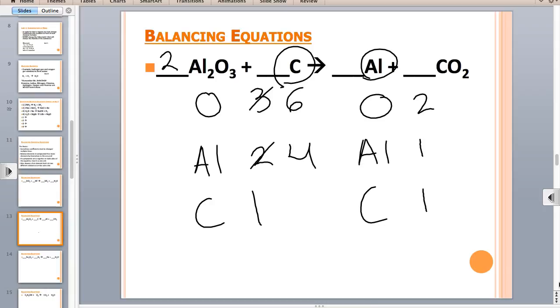That side's looking good. And I'm going to get 6 oxygens over here by making this a 3, and that gives me 6 and 3. So that's looking pretty good. My aluminum is a little bit off, so I'm going to add a 4 here. So I have 4 aluminums now. And now my carbon, I'm going to put a 3 here.